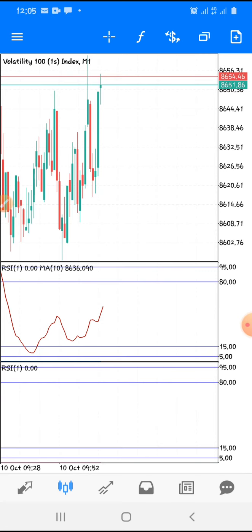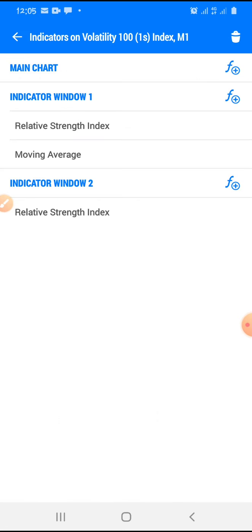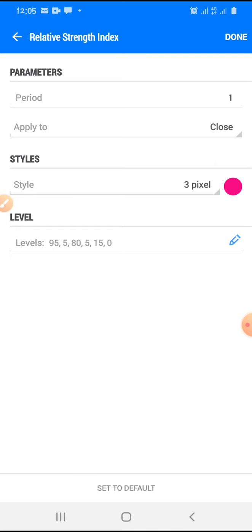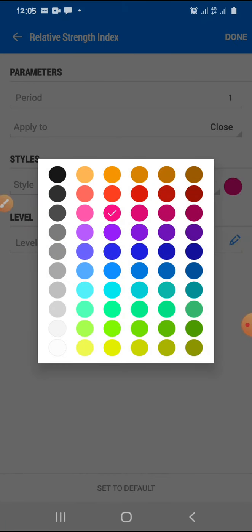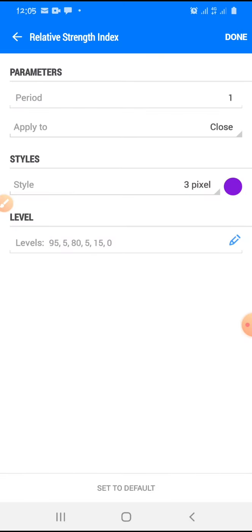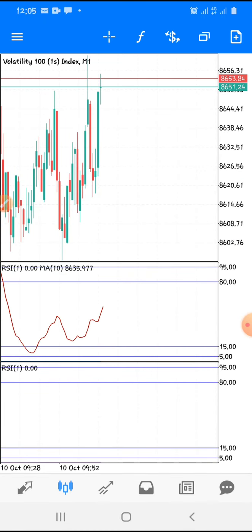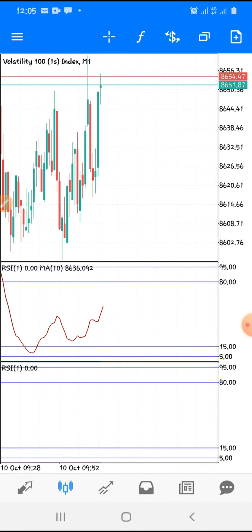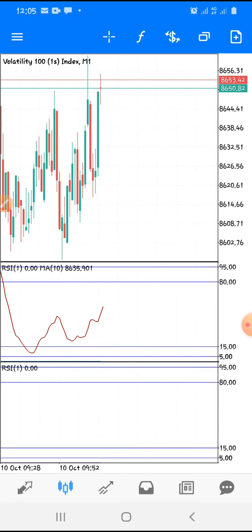The color didn't obey us. Let's check again. Okay, let's pick purple. Okay, no, the color doesn't want to obey us. Let's leave it like that.